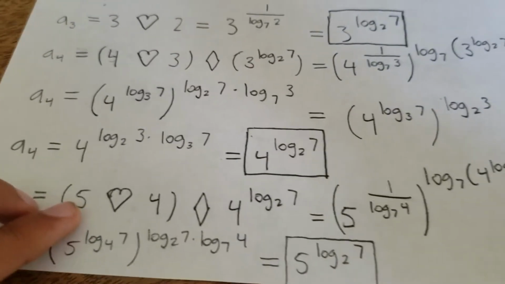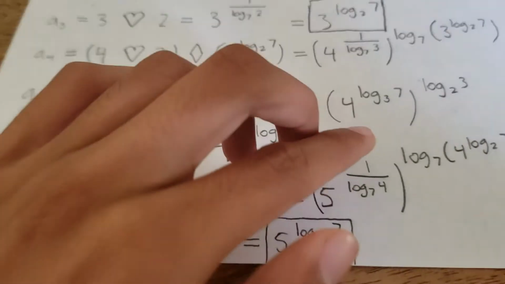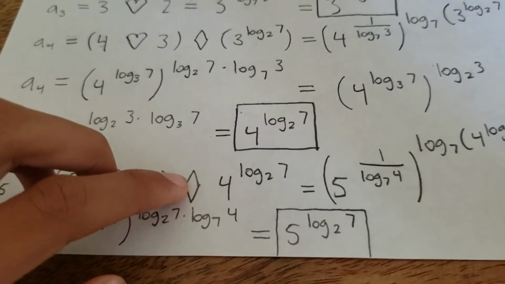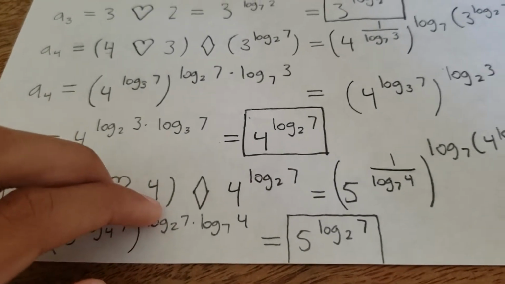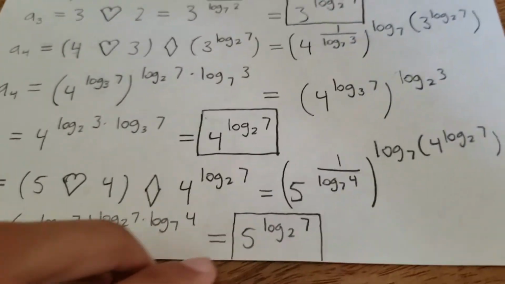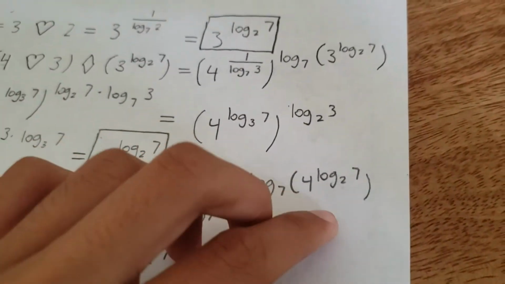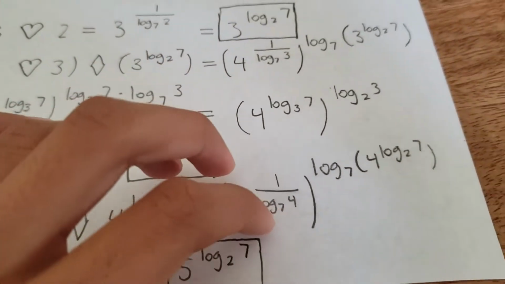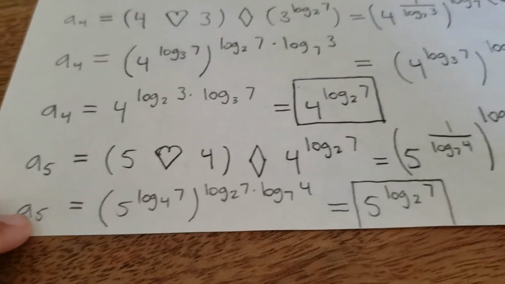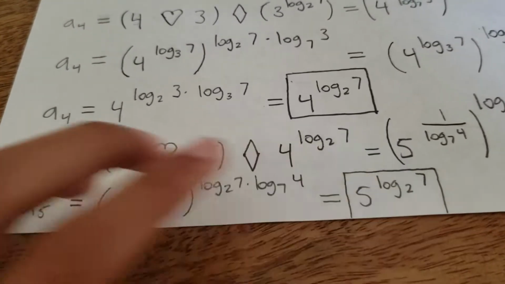Alright, so let's apply this once more. The heart operation says 5 heart 4 is 5 to the 1 over log base 7 of 4. And again, the diamond operation tells you to raise the first number to the log base 7 of the second number. So to the log base 7, and the second number is just 4 to the log base 2 of 7. And once more, using some algebra, chain rule of logarithms, and we can reciprocate these and change the base and the argument, we'll eventually find that a sub 5 is 5 to the log base 2 of 7.